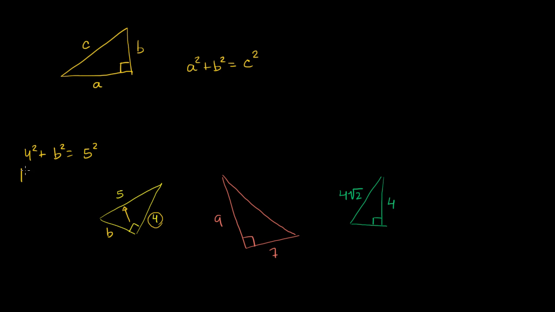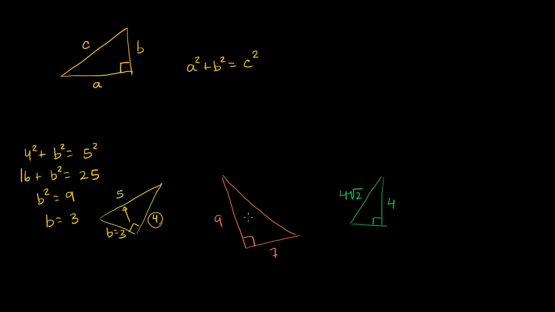So you get 16 plus b squared is equal to 25. If you subtract 16 from both sides, you get b squared is equal to 9. And then b, if you take the principal root of both sides, you get b is equal to 3. We obviously don't care about the negative root because we're talking about distances or measurements. So b is going to be equal to 3 in this example.